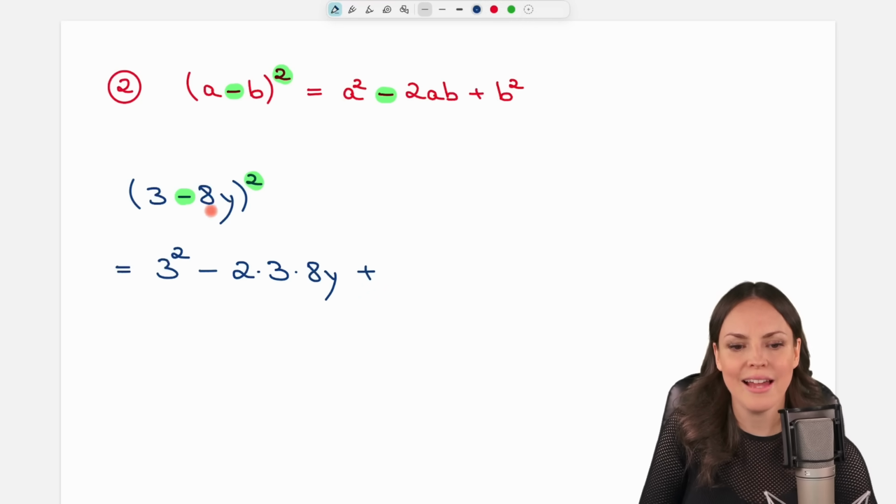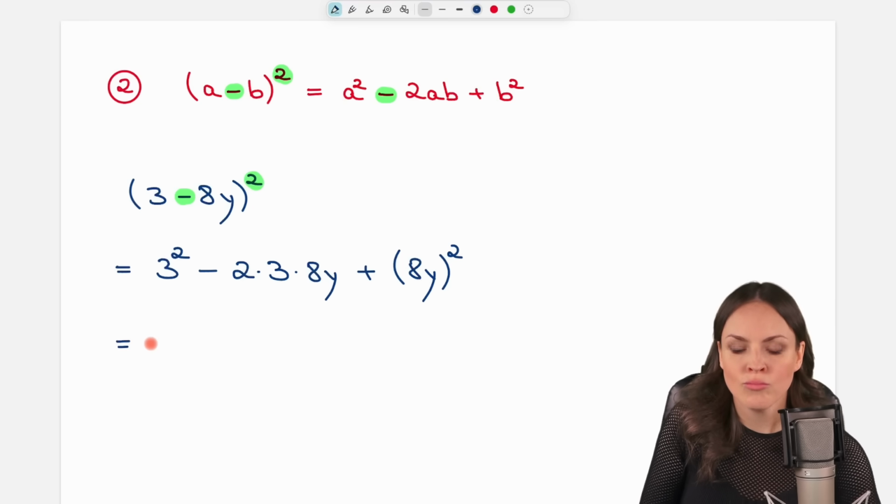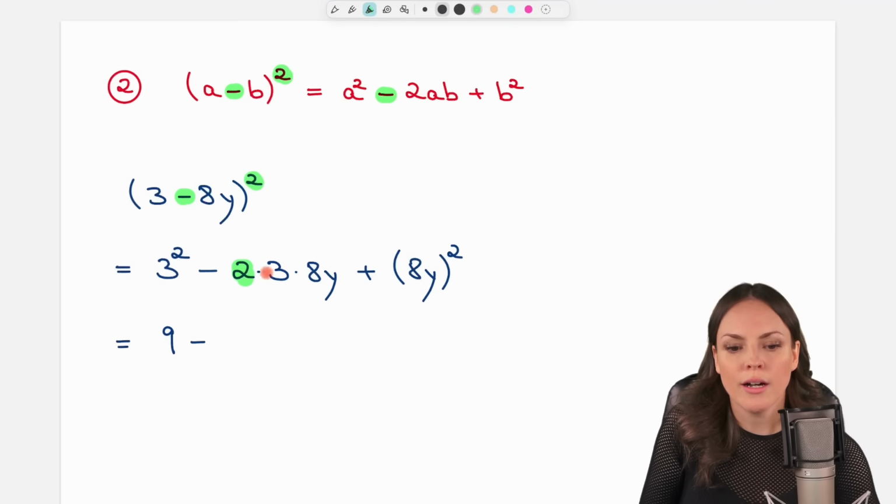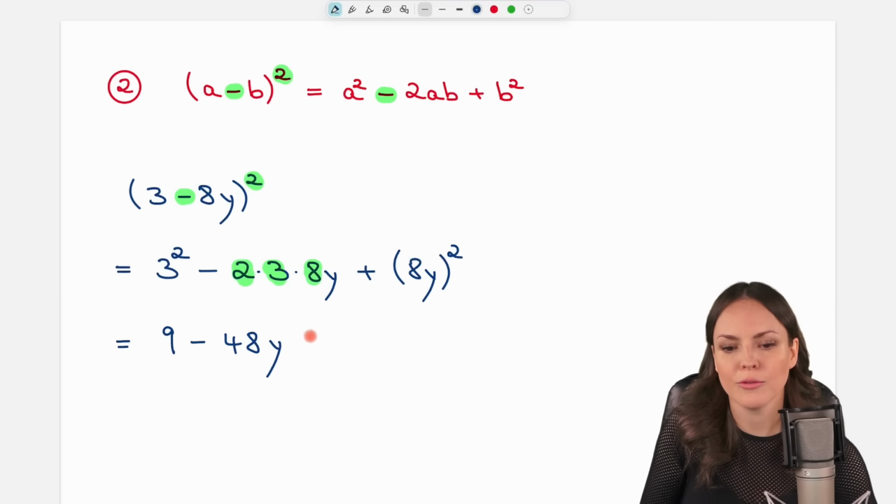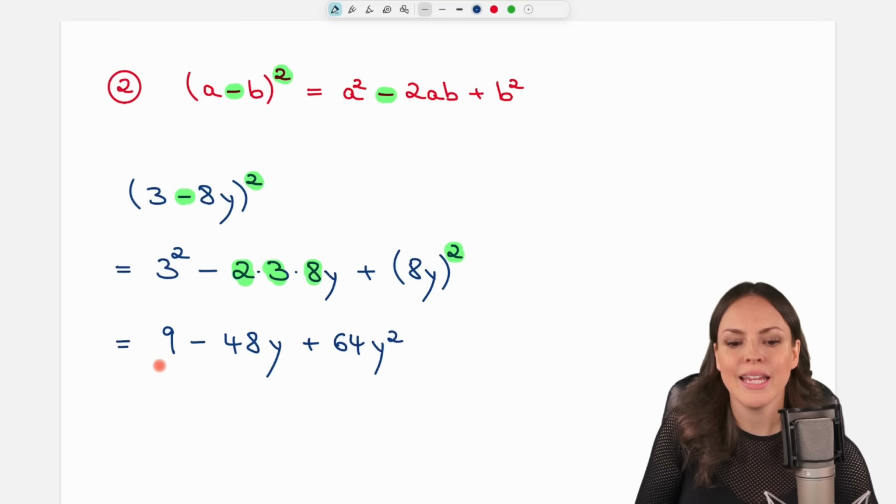So everything after the minus, you take your 8y, write it in parentheses because all of this has to be squared, so to the power of 2. Let's simplify this. 3 squared equals 9, minus 2 times 3 equals 6, and 6 times 8 equals 48. The y, don't forget it. And then we have, if we square this, 8 squared equals 64, and y squared as well. And this is our result of the second case.